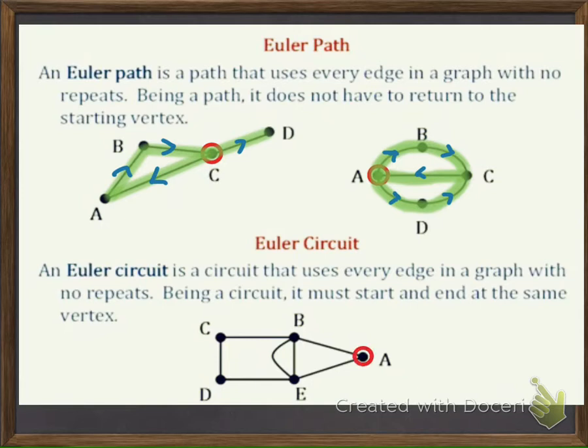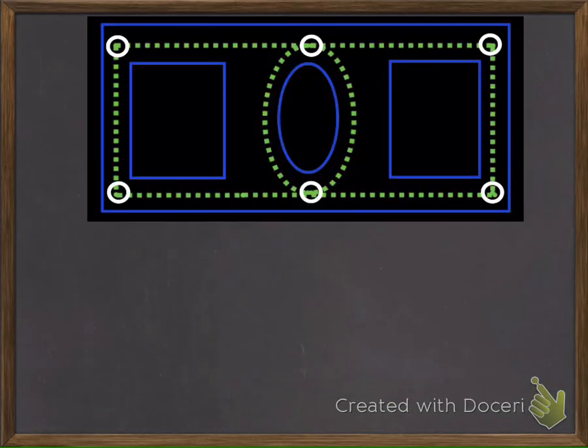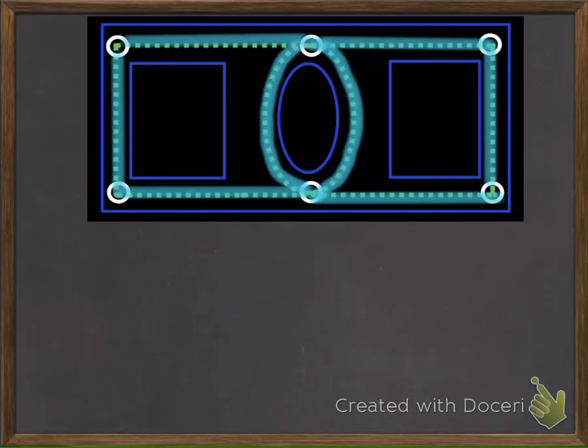We could start at A and then go to B, then go to E, go back to B, over to C, to D, to E, back to A. So that's an Euler circuit. We've only used each path once, and we started and finished at the same place. Let's think about this. So that's an example of an Euler circuit.